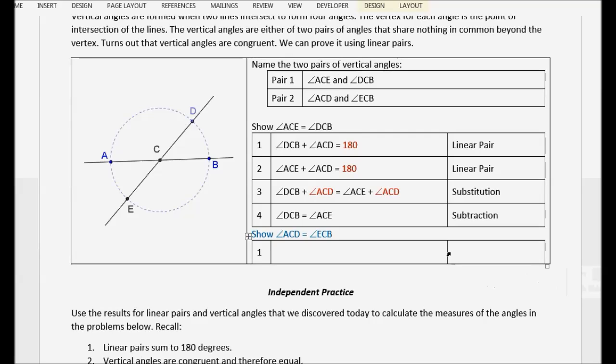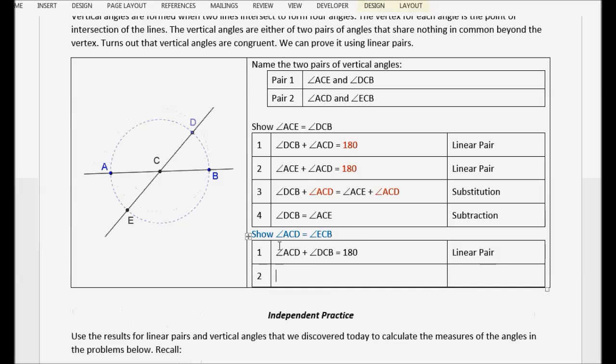So we're continuing our proof, and now we're doing ACD and ECB. So we're going to connect them through a common linear pair as well. ACD and DCB, DCB and ECB. So angle ACD plus angle DCB is equal to 180 because of the linear pair. And angle DCB plus angle ECB is equal to 180, again because of the linear pair.